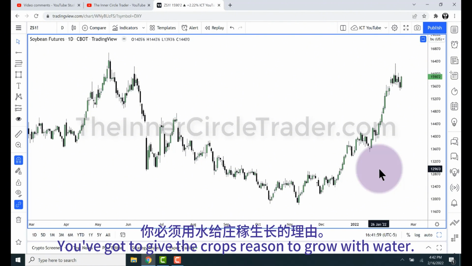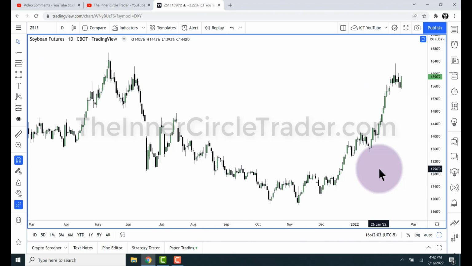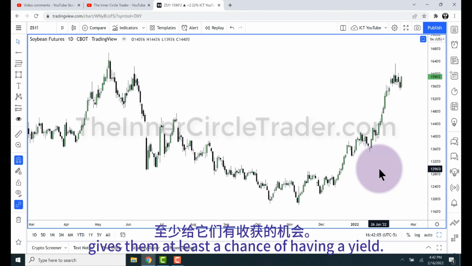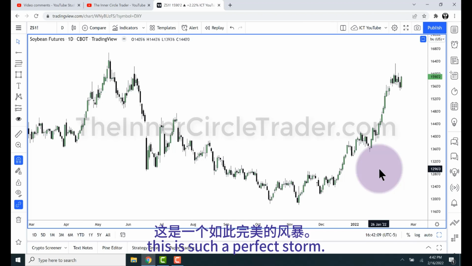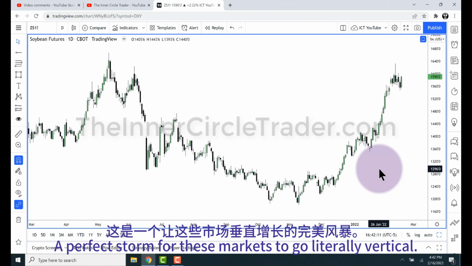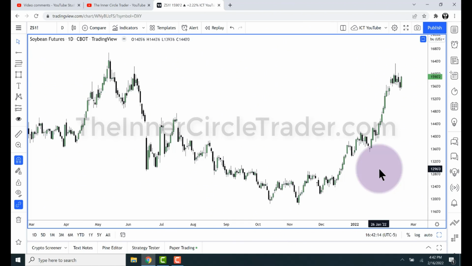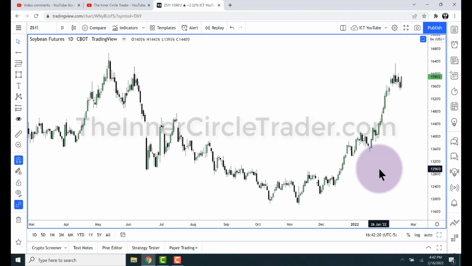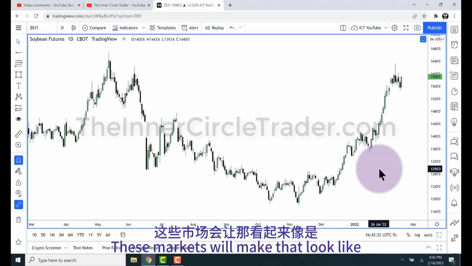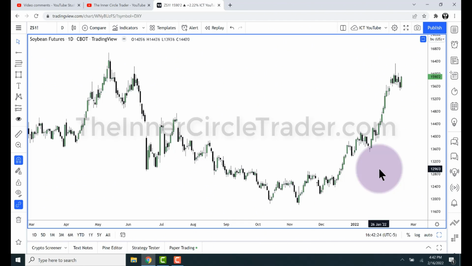You've got to give the crops reason to grow with water, and fertilizing them gives them at least the chance of having a yield. But this is such a perfect storm, a perfect storm for these markets to go literally vertical. Think of Bitcoin and its meteoric rise. These markets will make that look like nothing, because Bitcoin's an illusion. This is real.